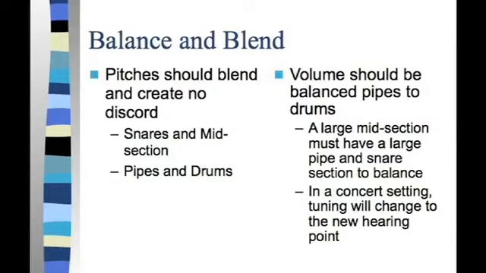The pitches themselves should blend and create no discord. All right, I think that's fairly clean. The snares with the midsection, the pipes and the drums. The volume should be balanced, pipes to drums. And so if you have physically a large core, a very large pipe core, a small snare line, very huge midsection versus small pipe core and that kind of thing, then the issue of balance seems to be very, very significant. So it's going to be your task to say, when you see a band that comes out with one of the three cores large, are they balancing their sound, or is it kind of dominant one to the other?